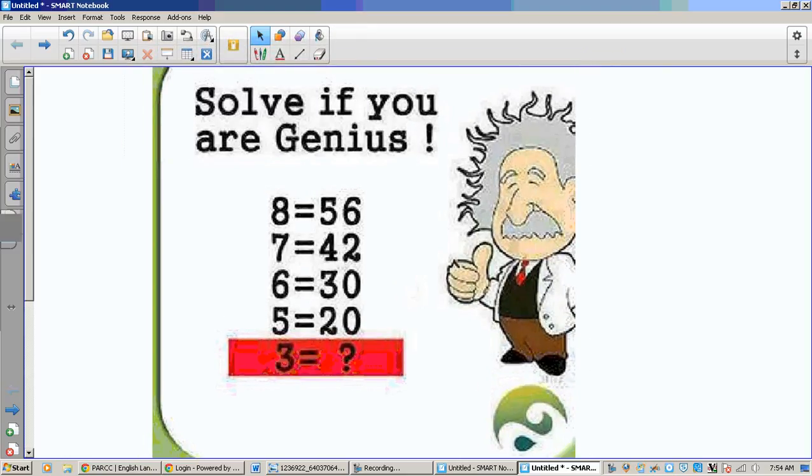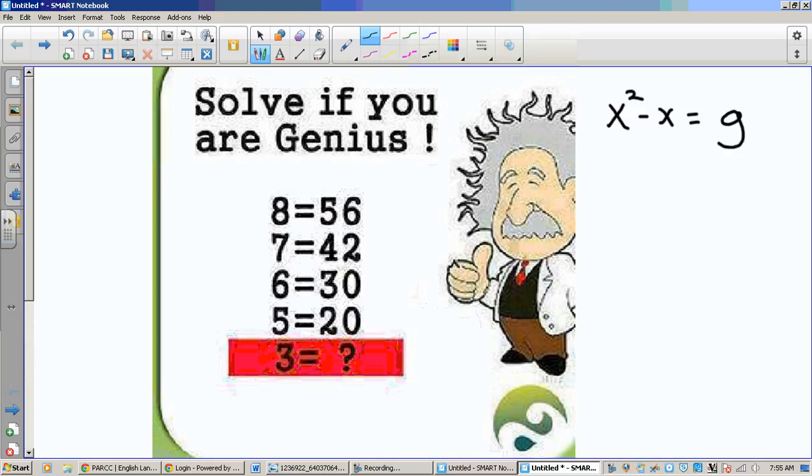Alright, so on this, if you say x squared minus x equals, we'll use g for genius. So x squared in this case is 8 squared minus 8 equals genius. And then you've got 64 minus 8 equals 56.